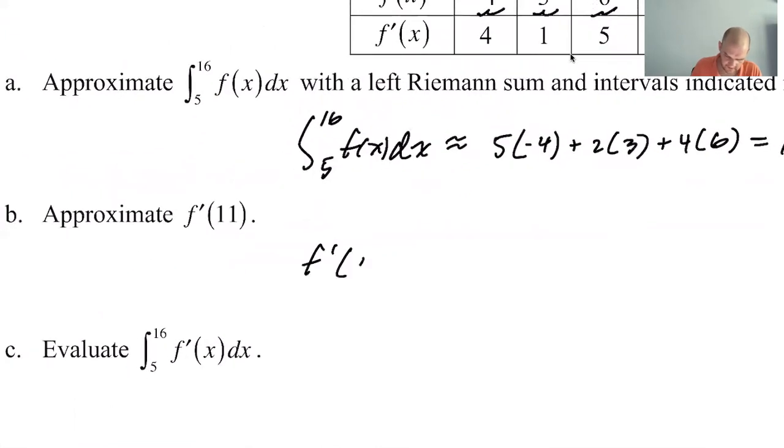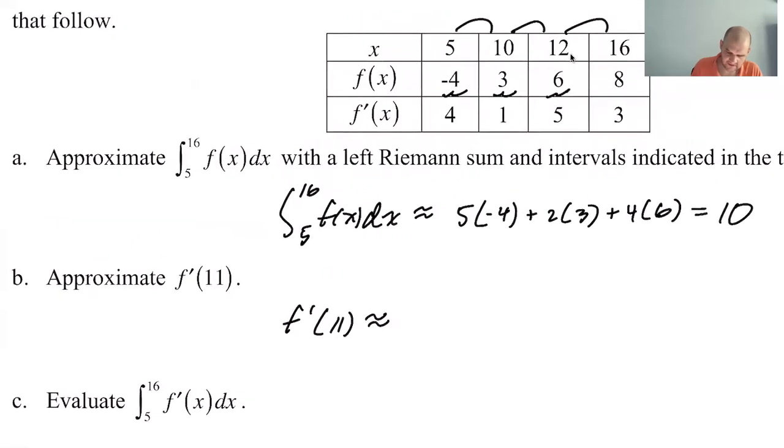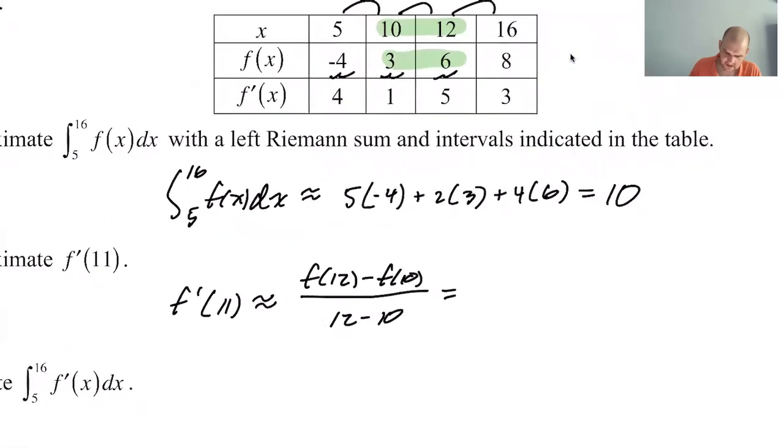Okay, approximate f prime of 11. F prime of 11. So we use the secant line. We go to the left and the right. So we'll use this, maybe I can highlight it, and therefore those. So we're going to go f of 12 minus f of 10 over 12 minus 10, which is 6 minus 3 is 3, 12 minus 10 is 2, 3/2.